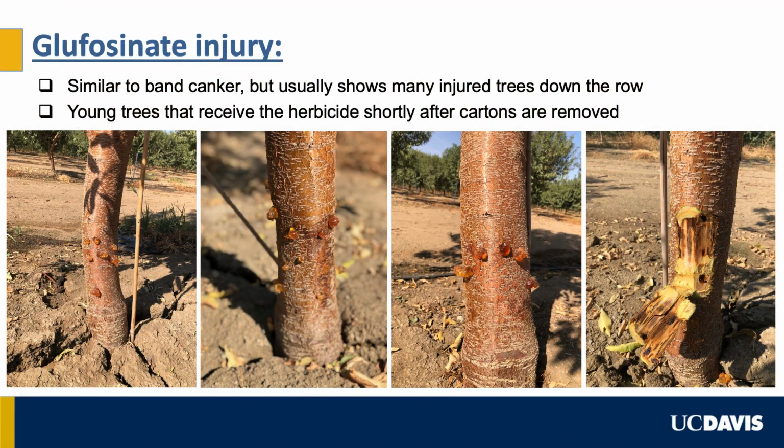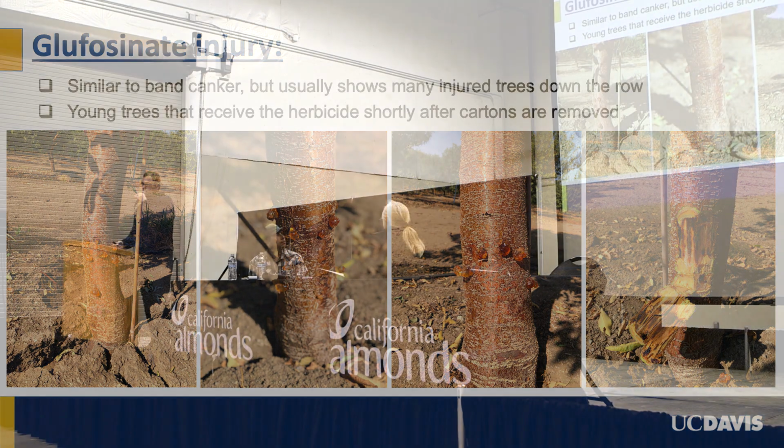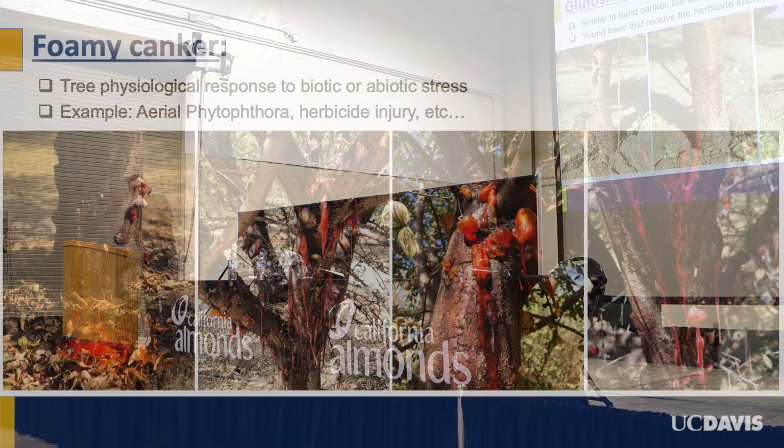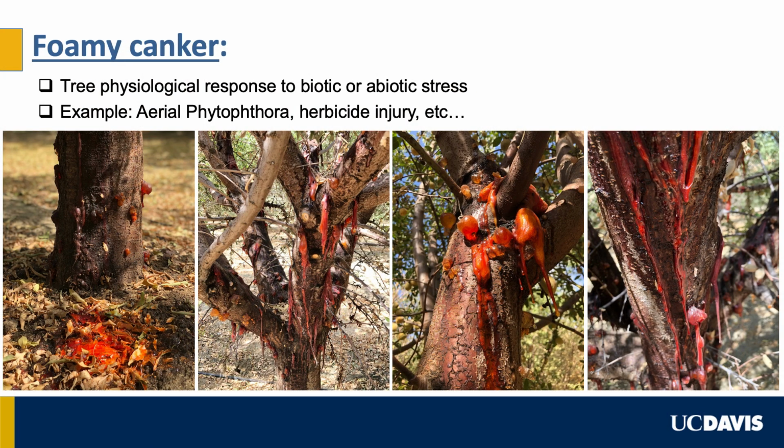And finally, to conclude, sometimes people may get confused when you have herbicide injuries, such as this one caused by glufosinate. If you look at first sight, you may think you're dealing with a band canker here, but these are herbicide burn when the cotton are removed and the herbicide is applied quickly after cotton are removed. The bark is not yet rough enough, and so you may get herbicide injury when you get glufosinate. Foamy canker, very alarming. You may have seen that. Probably just a secondary reaction of a Phytophthora infection.